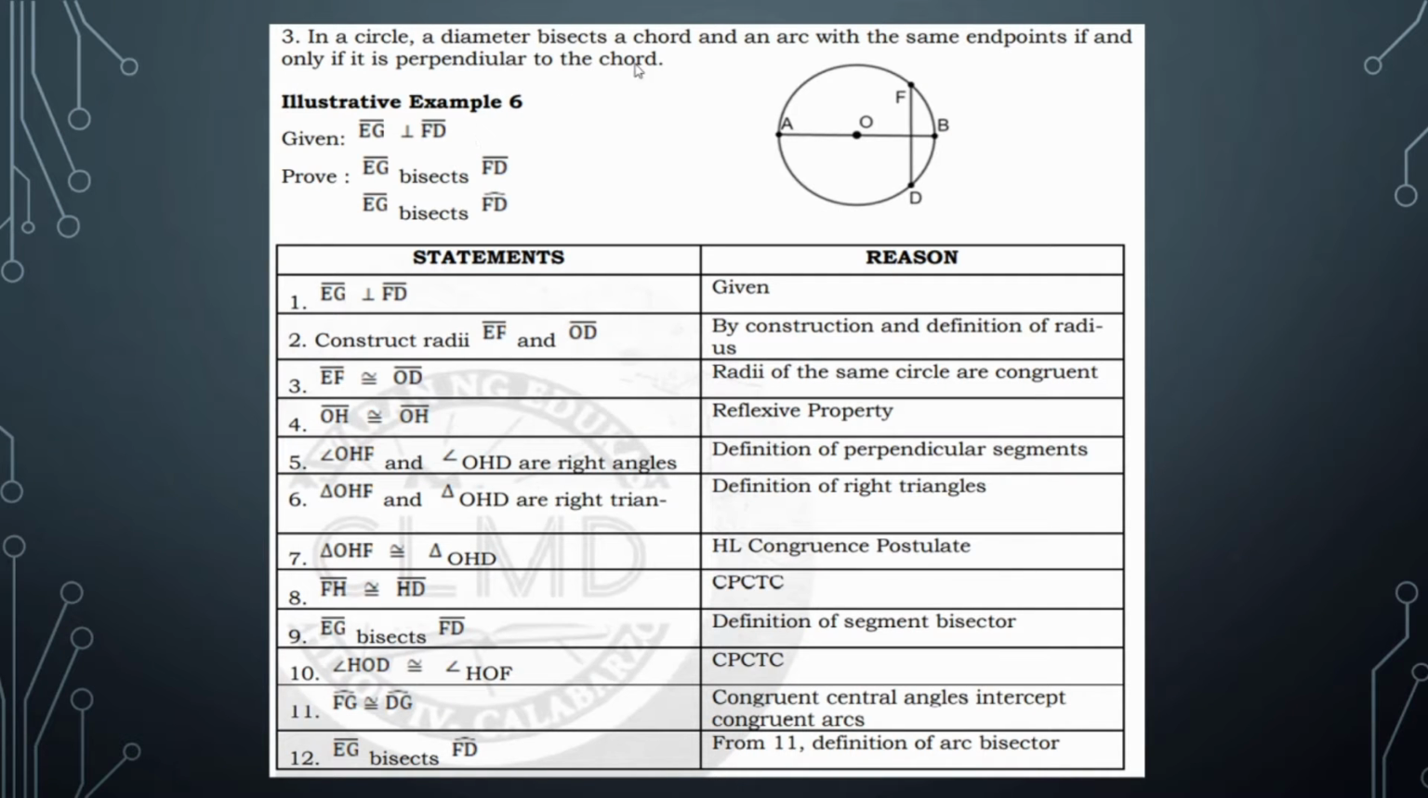Now, in a circle, a diameter bisects a chord and an arc with the same endpoints if and only if it is perpendicular to the chord. So we have the diameter, line segment AB, and we have the chord, line segment FD.